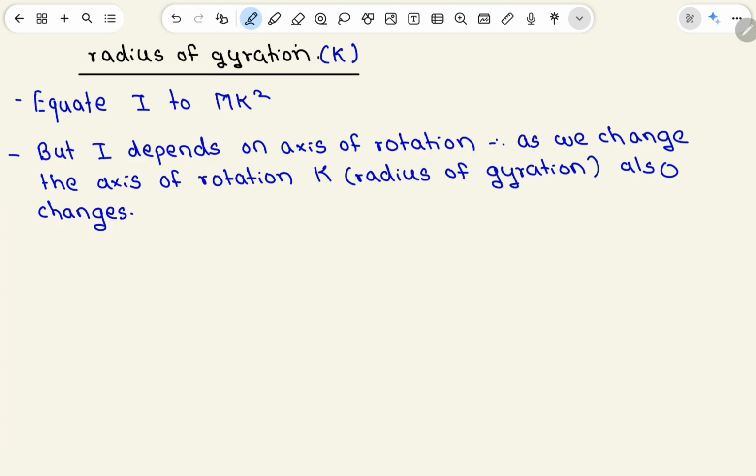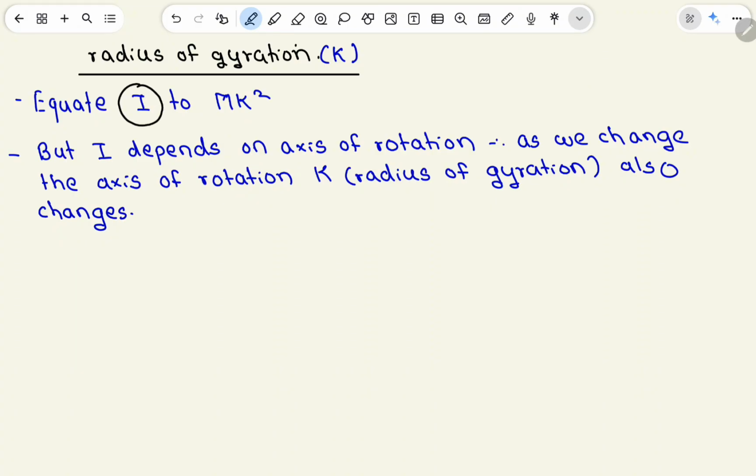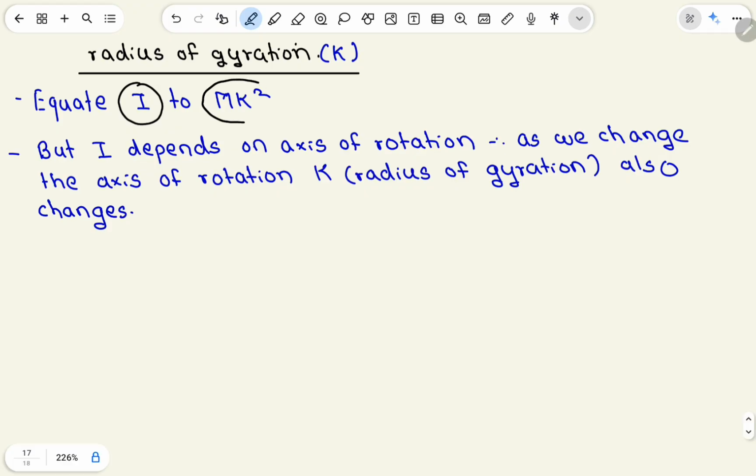So, to find out the radius of gyration, what must be done? First we require a body, and an axis of rotation must be defined for the body. So, when we have a body and we have an axis of rotation, we can calculate moment of inertia of the body about that axis of rotation. And once we get the moment of inertia of the body about that axis of rotation, we just equate it to mk square, and find out the value of k. Once we find out the value of k, we get the value of radius of gyration.